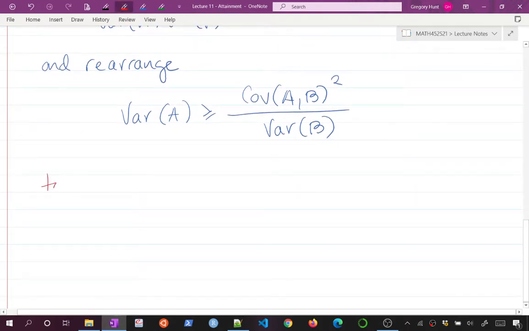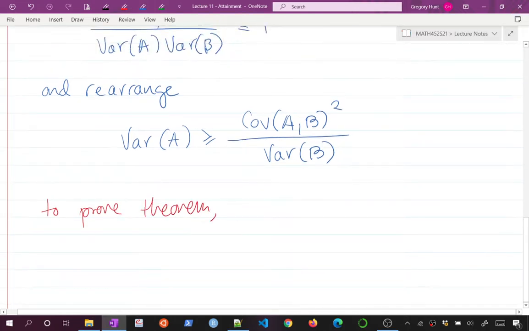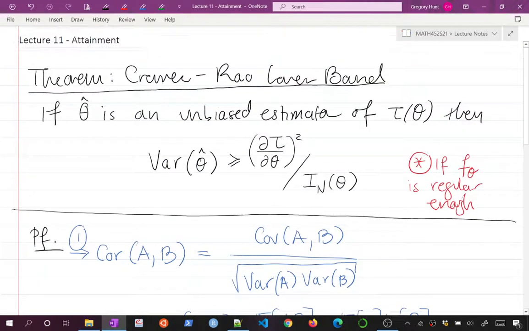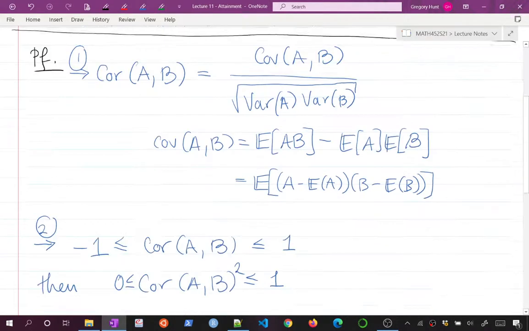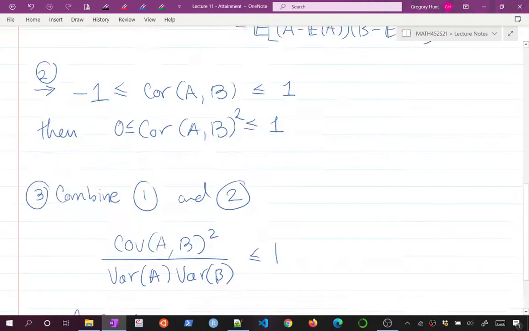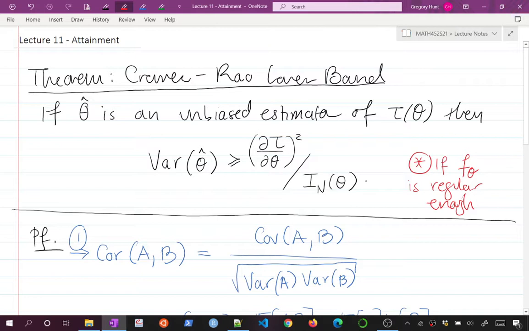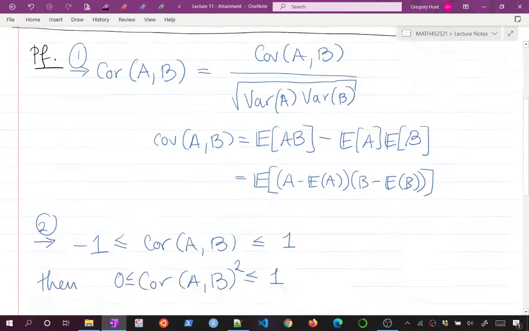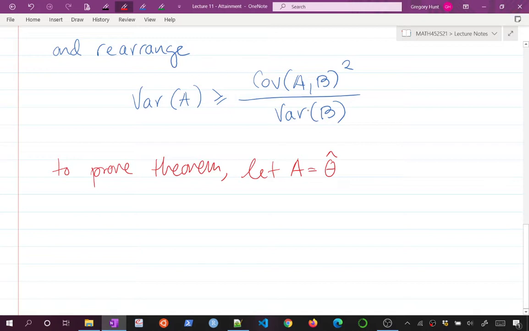So to prove the theorem, what do our constituent A's and B's have to be? Well, that A is basically playing the role of theta hat up here. So let A be theta hat. And the information is in my denominator. Well, my denominator of this is the variance of some quantity B. And what quantity, when I take the variance of it, gives me my information?